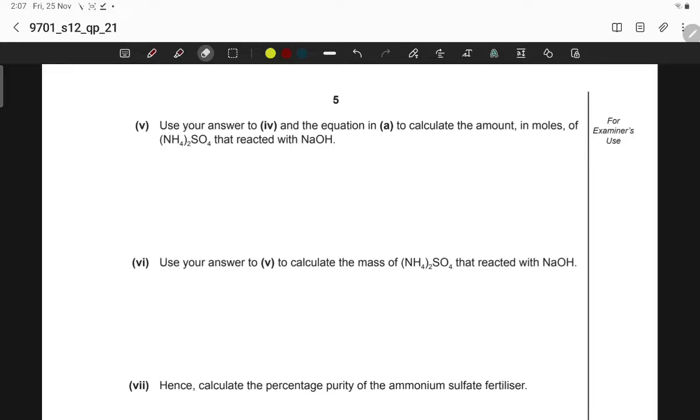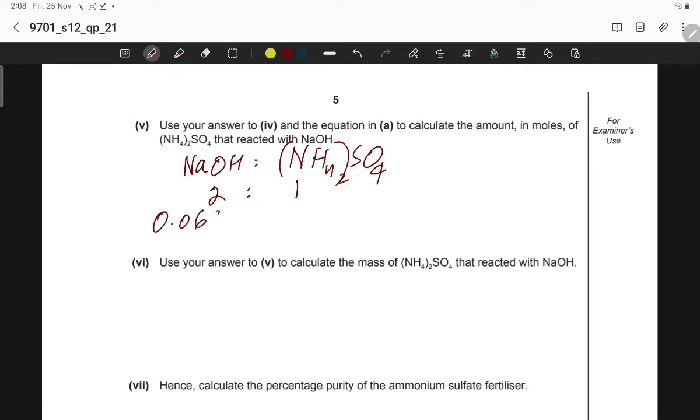Now use your answer to 4 and the equation in A to calculate the amount in moles of ammonium sulfate that reacted with sodium hydroxide. Now by using mole ratio, ammonium sulfate, cross multiply, and moles of ammonium sulfate are 0.0344.